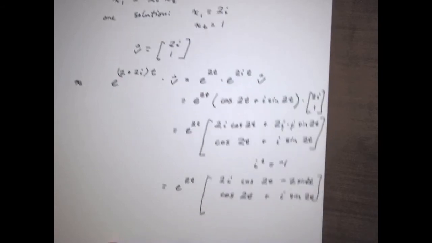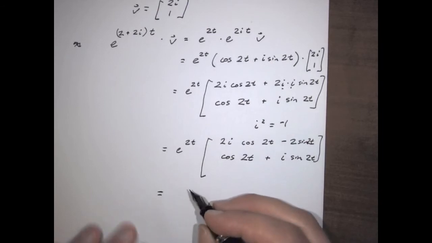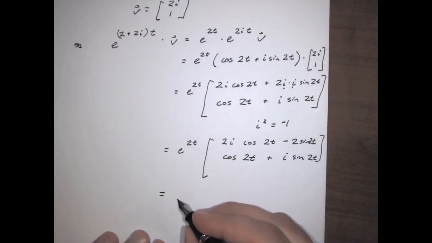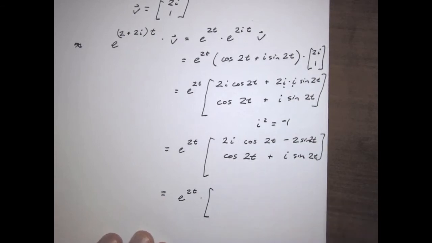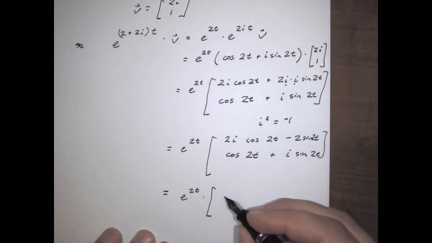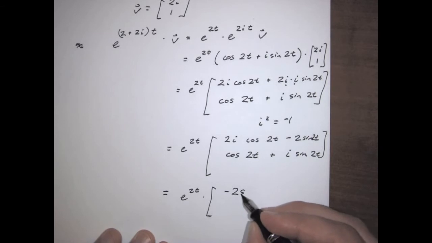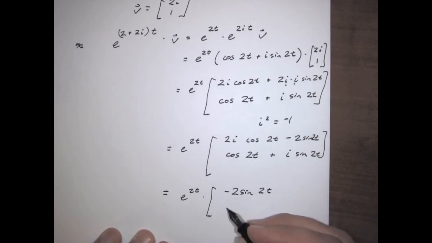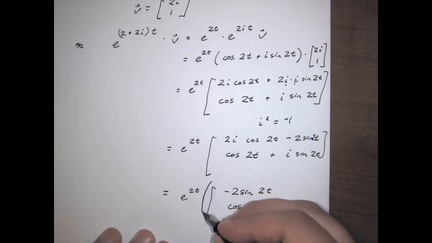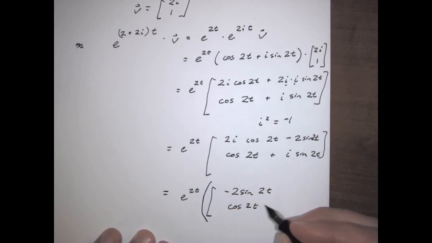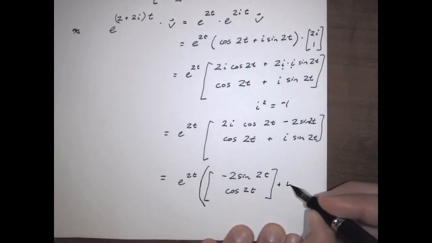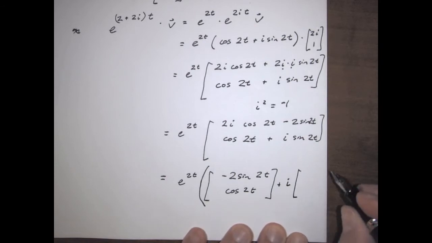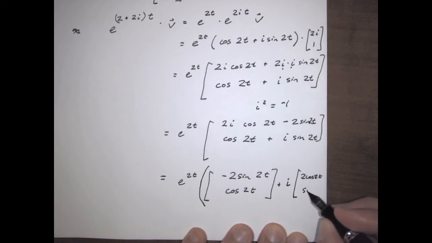Which means then we can separate this out into its real and its imaginary parts, which gives us e to the 2t times. And the real part here is going to be the negative 2 sine 2t, and then cosine 2t, plus i. So now this is going to be the imaginary part. 2 cosine 2t and sine 2t.